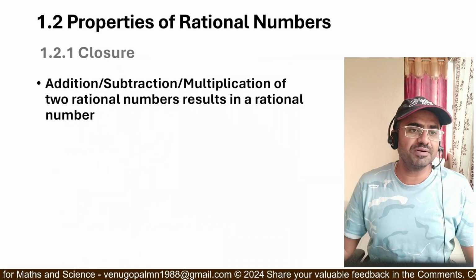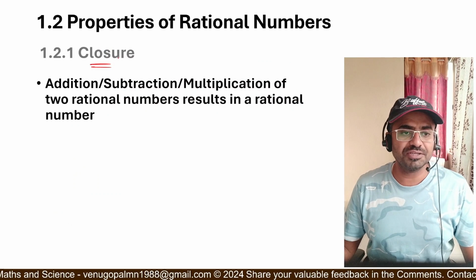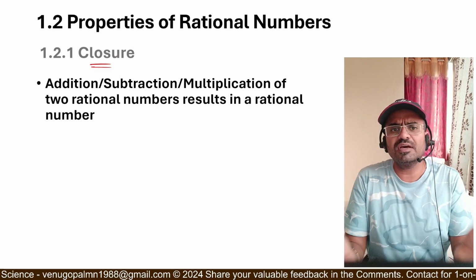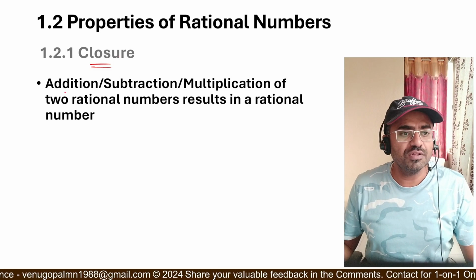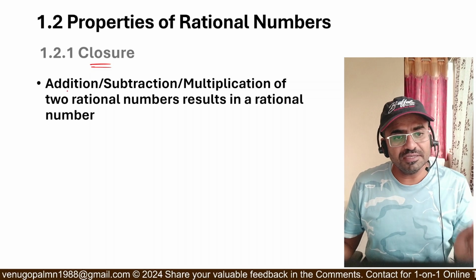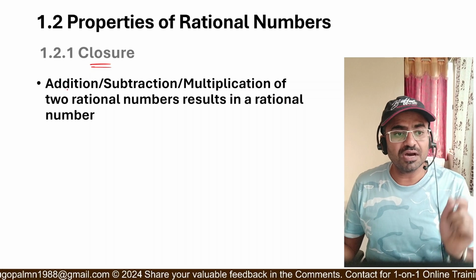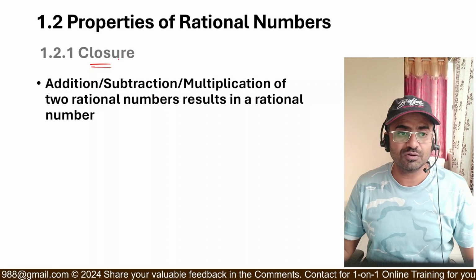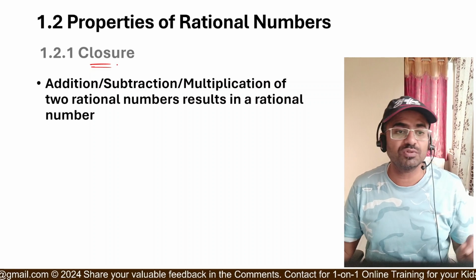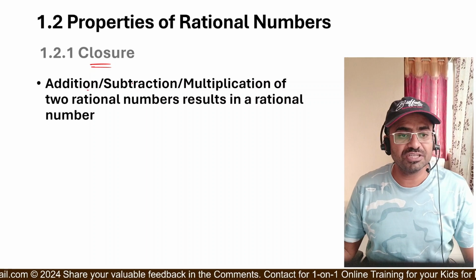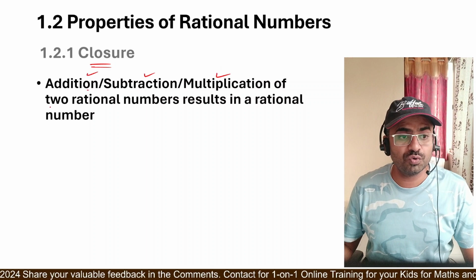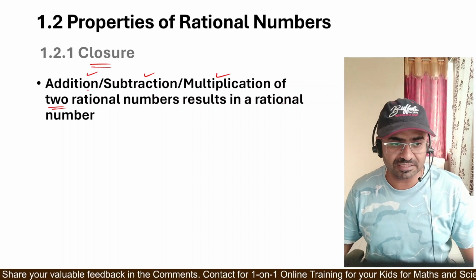So the first property is the closure property. As the name indicates, it talks about the closure of rational numbers. Addition, subtraction, and multiplication of two rational numbers result in a rational number. What exactly is the closure property with respect to rational numbers? Addition, subtraction, multiplication of two rational numbers result in a rational number.